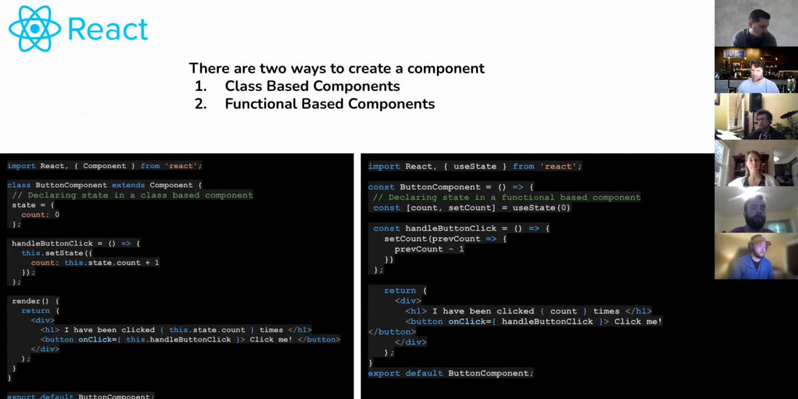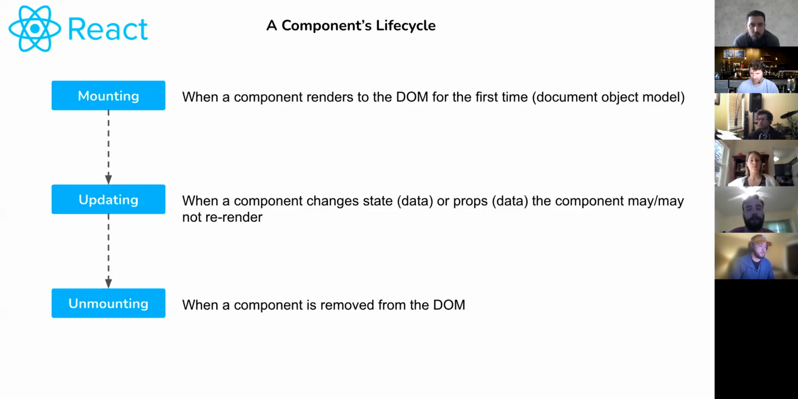Something also about components. Components have life cycles. So there's 3 different states: mounting, updating, and unmounting. Mounting is when a component initially renders to the screen or to the document object model. So right when you load the page, all those components display, that's when all the components are mounted.